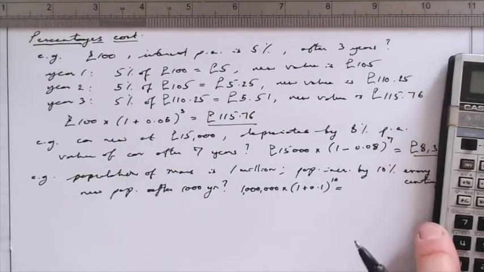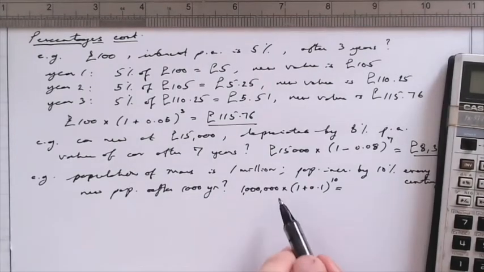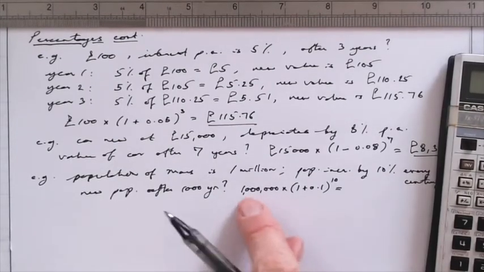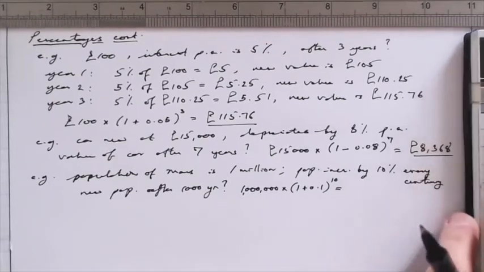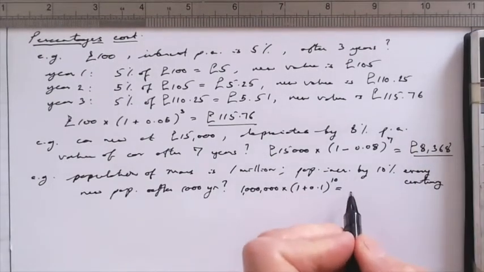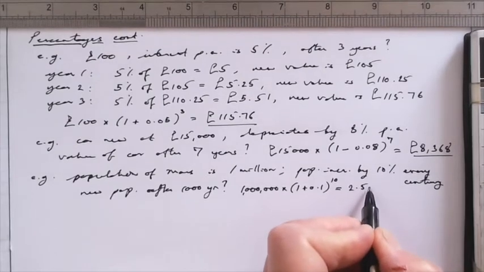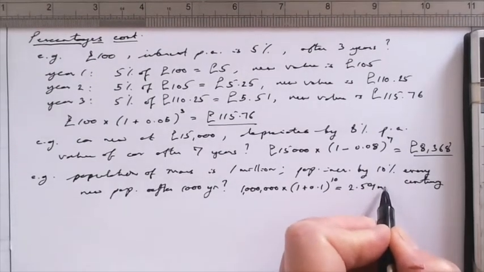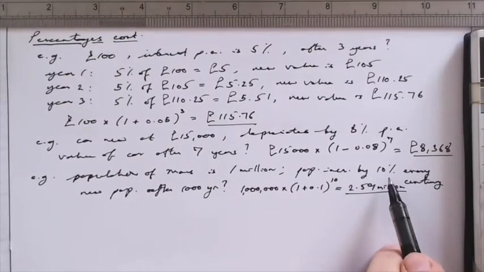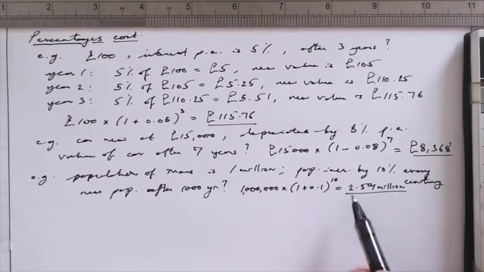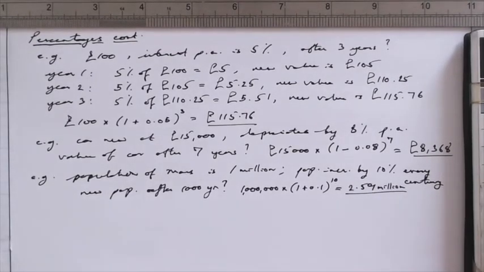I'm actually going to do this in units of a million, so I'm just going to write a million as one lot of a million. This is 1.1 raised to the power of 10, and it's 2.59 million. So that 10% increase every century after 10 centuries would more than double the population of Mars.